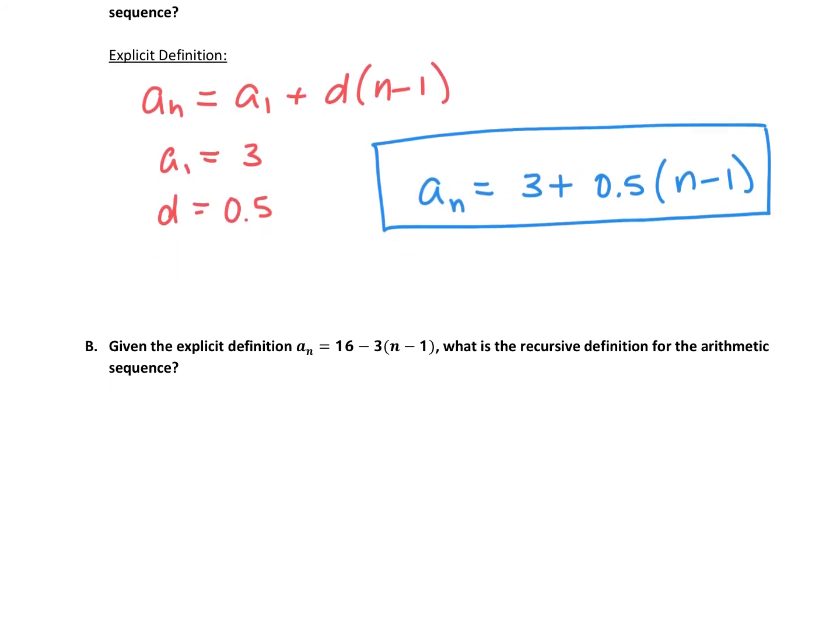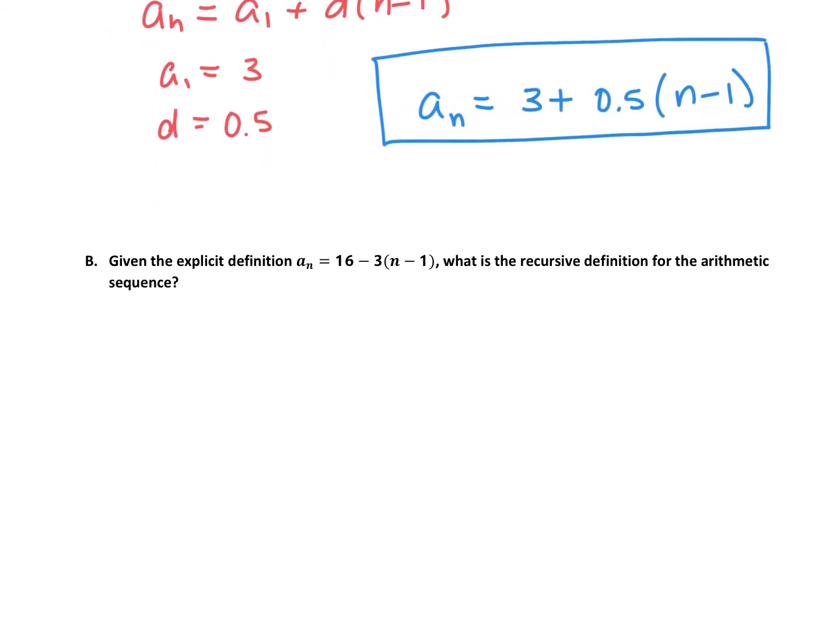Okay, given the explicit definition, a sub n equals 16 minus 3 times n minus 1, what is the recursive definition? So recursive definition, we'll just want to remember what that looks like. So it starts out a sub n equals, we'll get one of these bigger brackets that has two lines. In the first line is the first term.